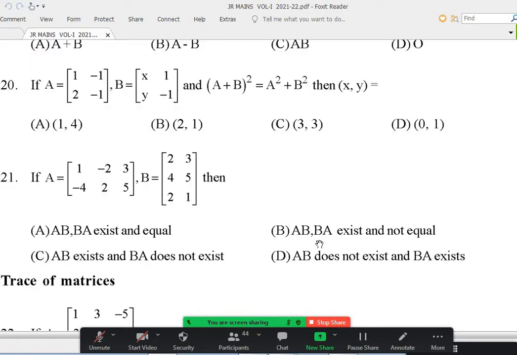Okay, 20th, A plus B whole square, don't write A square plus 2AB plus B square. If you want, you can write A square plus AB plus BA plus B square, or really find A plus B. I'll tell you about that. Okay, I'm going to erase this whole thing.